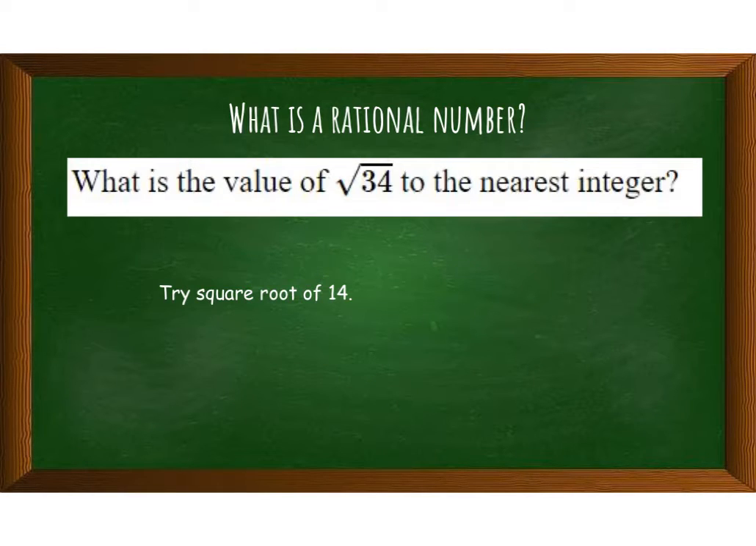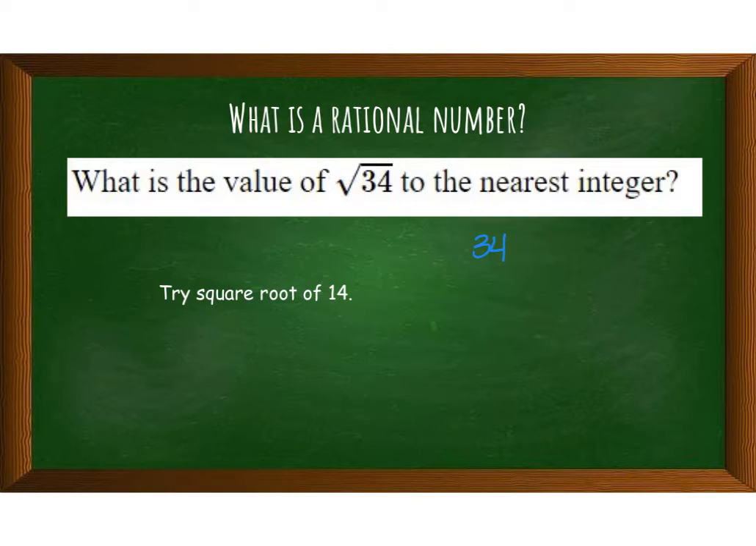What is the value of the square root of 34 to the nearest integer? So let's go ahead and try that. Now, in order to try that, we know that 34 is not a perfect square. What we want to do is find the two squares that are the closest one less than 34 and the closest one above 34. So 34 is right here.